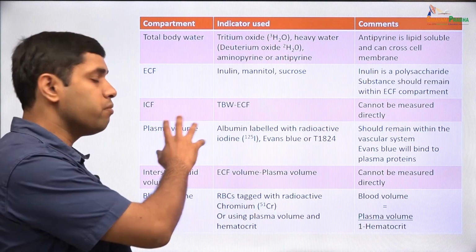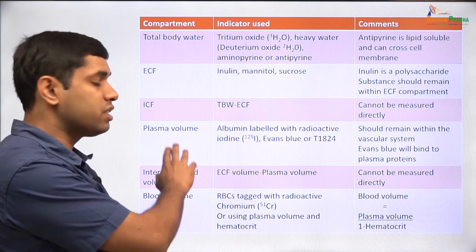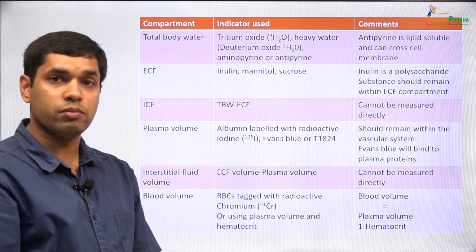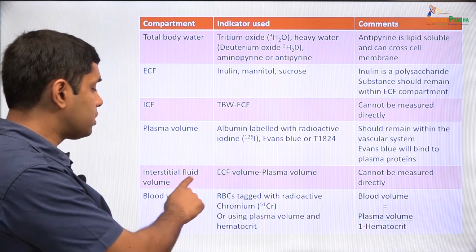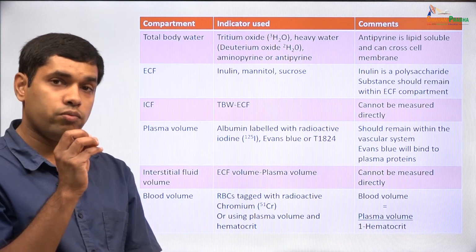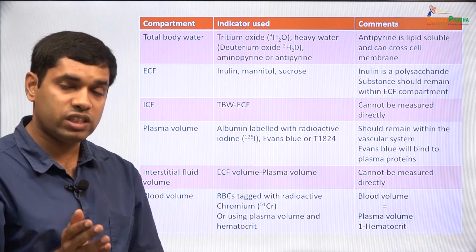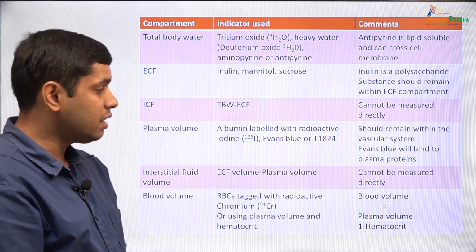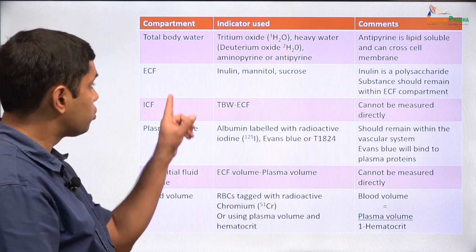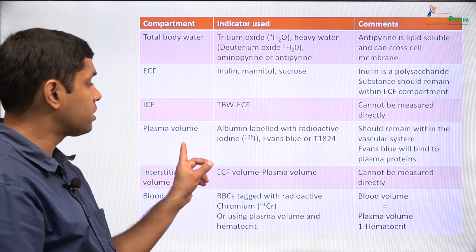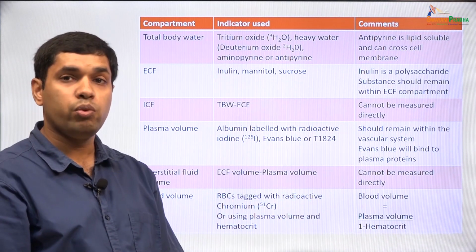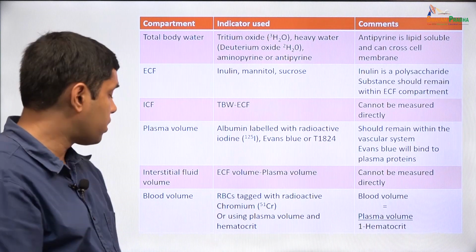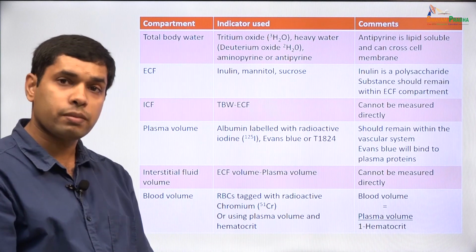So, these remain within the vascular compartment and therefore, we can measure plasma volume. If we want to measure the interstitial fluid volume, or the volume that is just around the cells, once again this cannot be measured directly, but we could measure the total ECF volume and subtract the plasma volume. So, ECF volume minus the plasma volume will give us an indirect idea of how much the interstitial volume is.